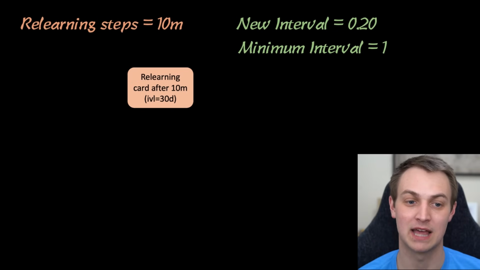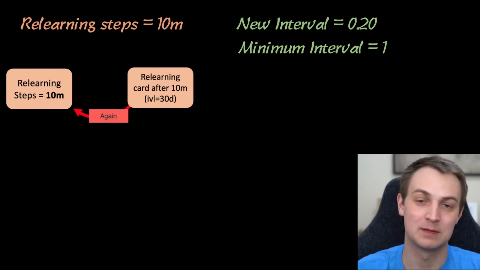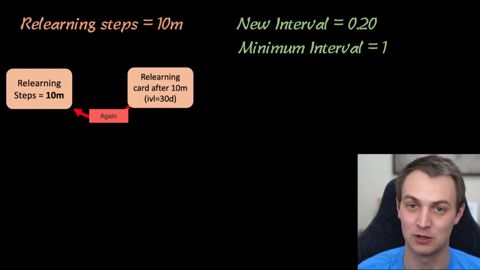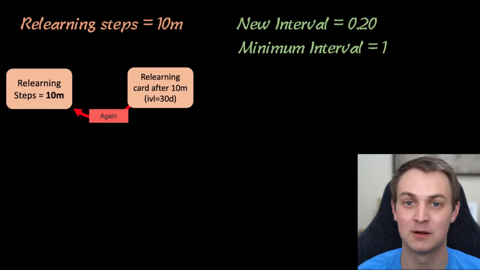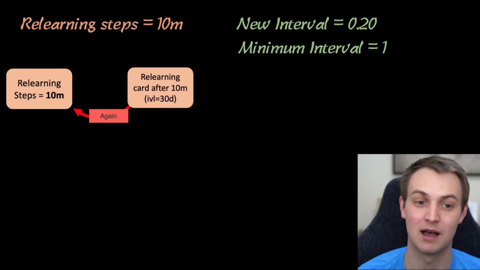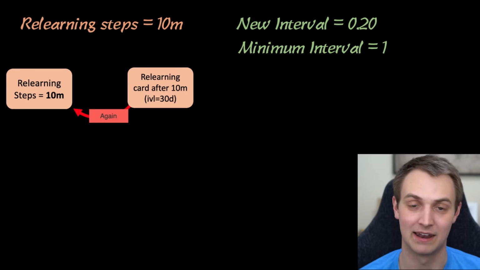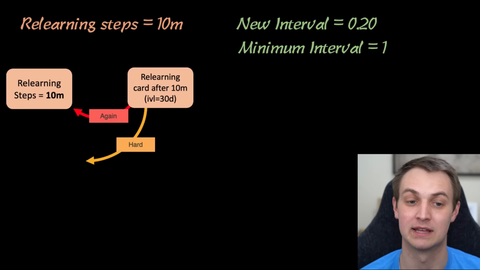Now, after 10 minutes, if we hit again on that, we'll see it again in 10 minutes. So the relearning step is what that card is immediately going to go to after you hit again. So we haven't seen the card for a month. We hit again on it, we're going to see it in 10 minutes. Now, when that pops back up, that's this card here. If we hit again on that, it's going to be 10 minutes again. And it will just keep going through that until we hit something else.